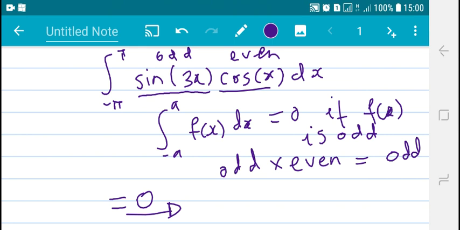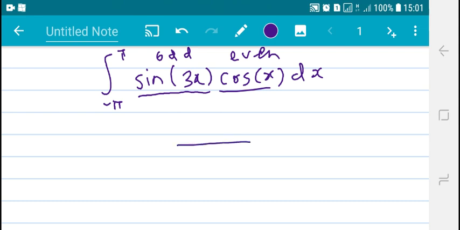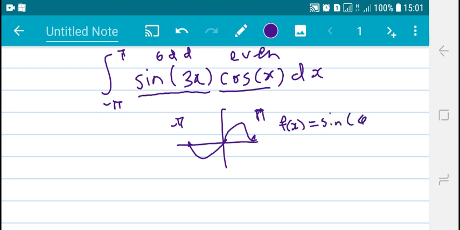Now I could take you through the intuition as to why this is the case. So I'm just going to take as an example a function, sine x. So this will be negative pi, and this will be pi. So this is f of x equal to sine x, excuse me, that should be sine x.